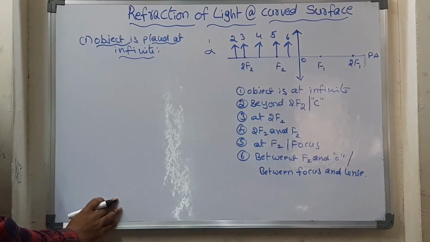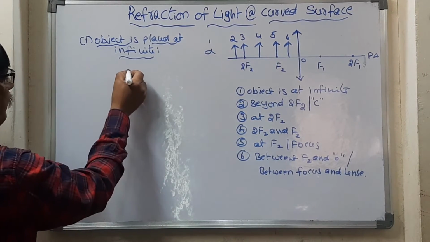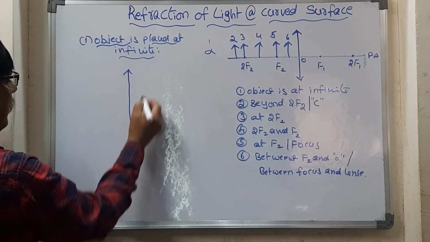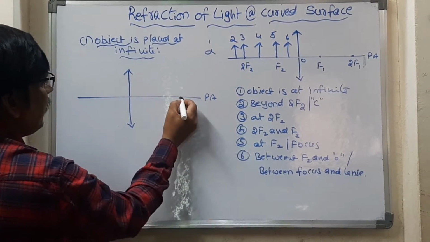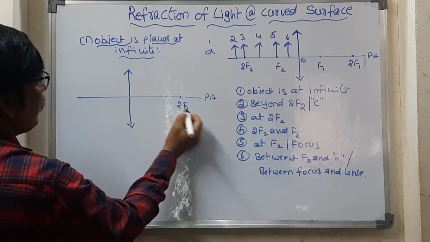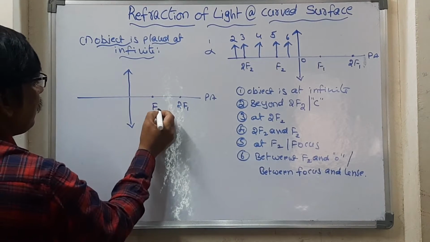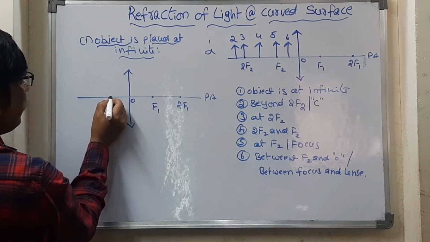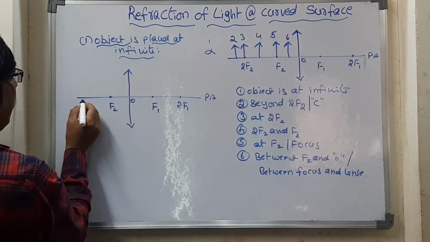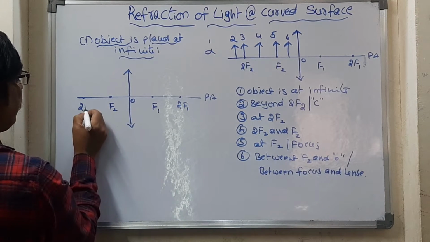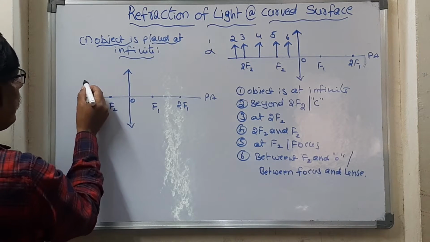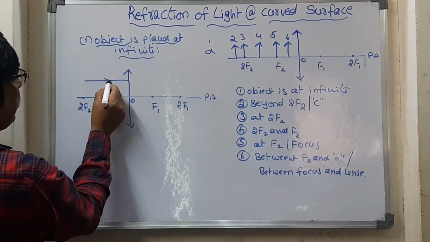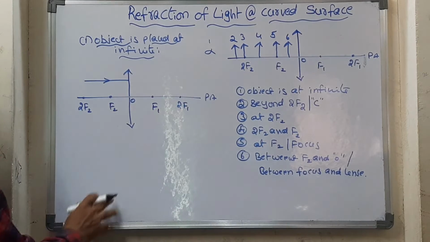See the diagram, how we will draw the ray diagrams. First of all, let us take a convex lens and draw the principal axis. This is 2F1 and this is F1, optic center, F2, and this is 2F2. Object is placed at infinite distance, the rays will pass like this.